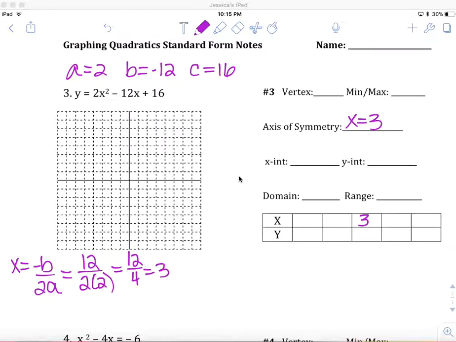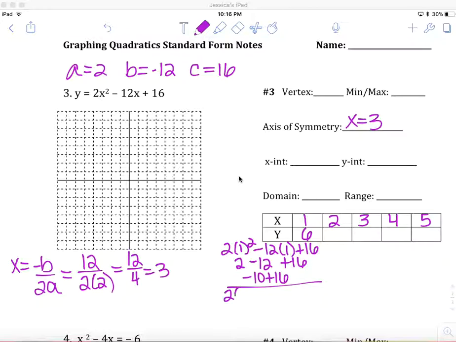So my axis of symmetry is x equals 3, and I'm going to center my table around 3. So 2 away from it on both sides, I'm going to use 5, 4, 2, and 1. Plugging these numbers in, I have 2 times 1 squared minus 12 times 1 plus 16. This simplifies to 2 minus 12 plus 16, which ends up giving us 6.